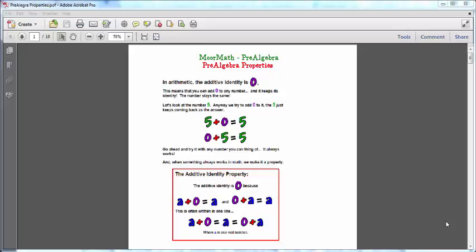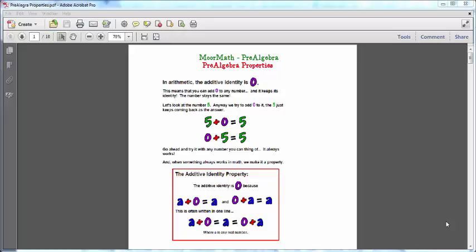These properties are being used in Pre-Algebra this year because the goal of Pre-Algebra is to solve for an unknown. And many times to solve for an unknown, we would have to isolate the variable and use many different pre-algebra properties to successfully solve for the unknown variable.